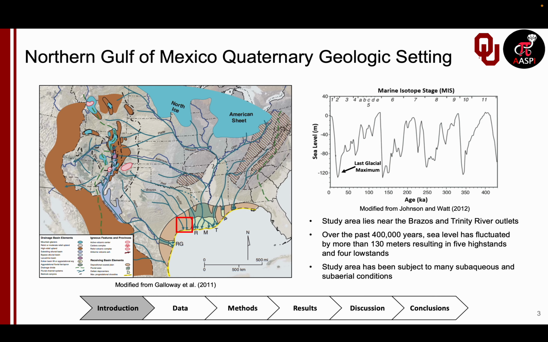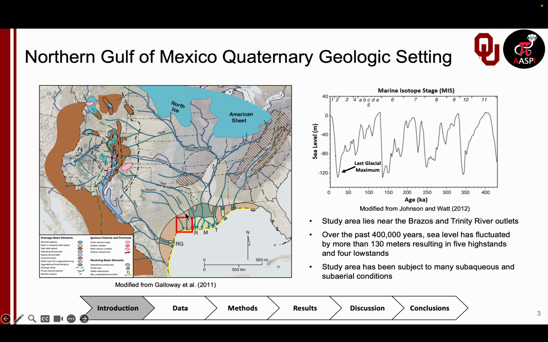So, like I said, our study area is the northern Gulf of Mexico, and the age of the deposits that we're going to be looking at are quaternary. Here is a geologic map of the North American continent and the Gulf of Mexico during the quaternary period. We can see our study area is in this red box specifically, and it lies just near the Brazos and Trinity river outlets. You can see those rivers are right here.